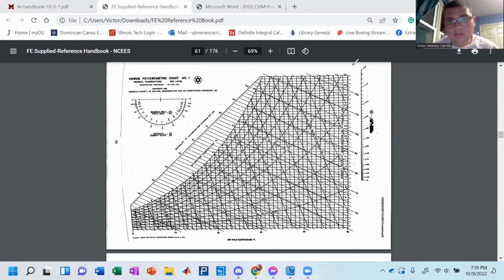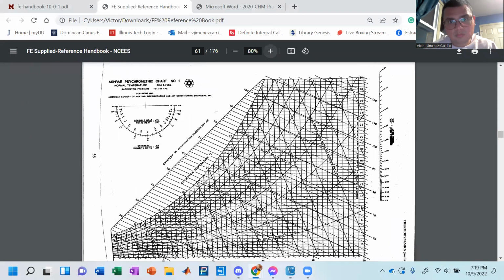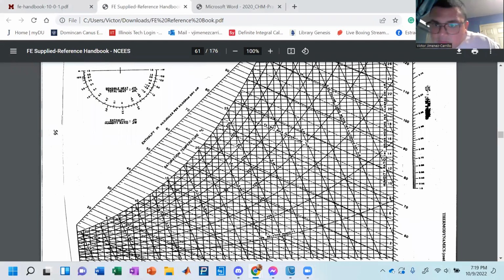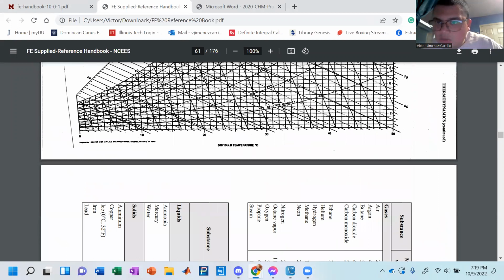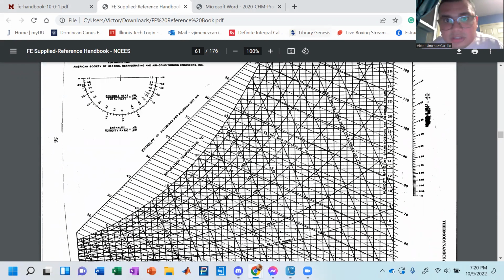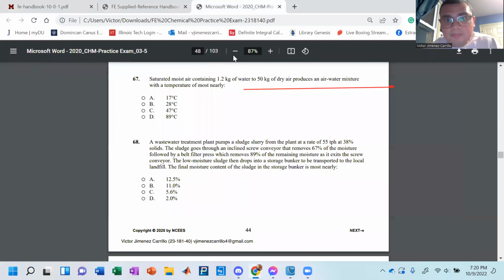So let's zoom in. If we look at the humidity ratio, 24 is right about here. Now let me make a nice straight line. Take that 24 and go straight across. You hit the saturation temperature curve, which is cool. The issue is that the saturation temperature curve is not what we have to describe. The question is asking us what is the temperature of the overall system?